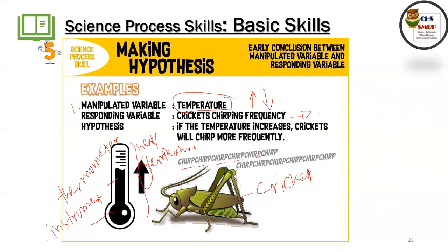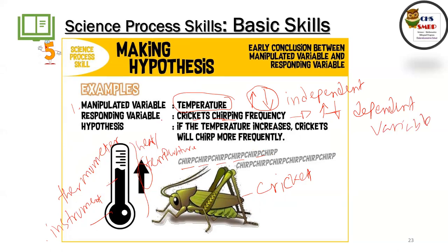So a cricket chirps frequently when the temperature goes up or goes down or something like that. So we can check this out. You see, temperature is a manipulated variable. Why is that? Because you can turn up the temperature and you can turn down the temperature. So you can change this variable, and this is also called independent variable, right? And on the other hand, you can check out the crickets chirping. So you would like to see the results of crickets chirping. So this is called dependent variable, or you can say the responding variable. And what is the hypothesis? If the temperature increases, if the temperature goes up, crickets will chirp more frequently. So you just come up with an educated guess, like if the temperature goes up, the crickets will make sounds more frequently. And you can test this hypothesis through an experiment.